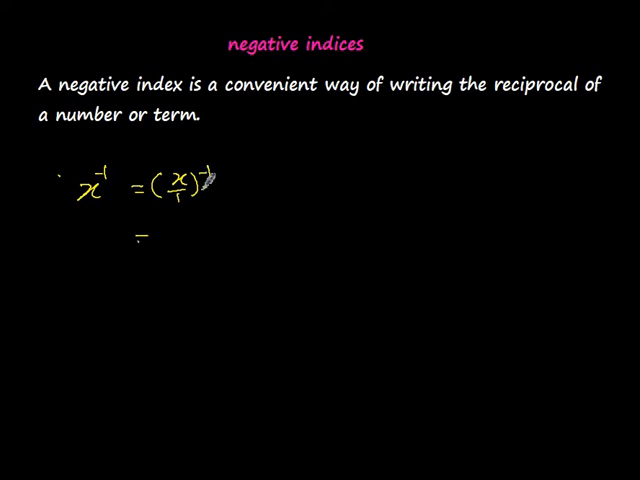And in order to get rid of the negative index, all you need to do is to write down the reciprocal of the number in this bracket. So instead of x over 1, it will be 1 over x to the power of 1. So guys, whenever you are given a negative index, think about the reciprocal of the number. In order to get rid of the negative sign of the power, you need to flip the number inside the bracket. Let's have some examples.